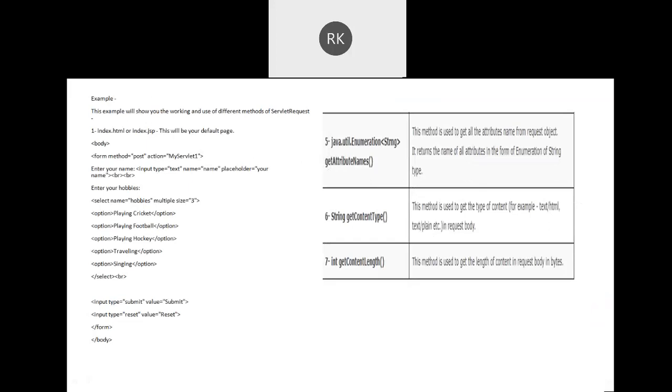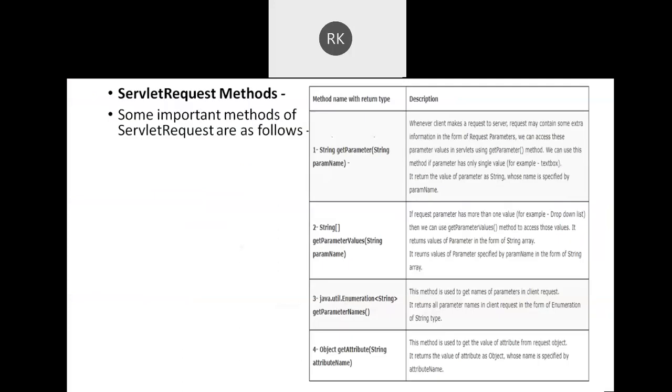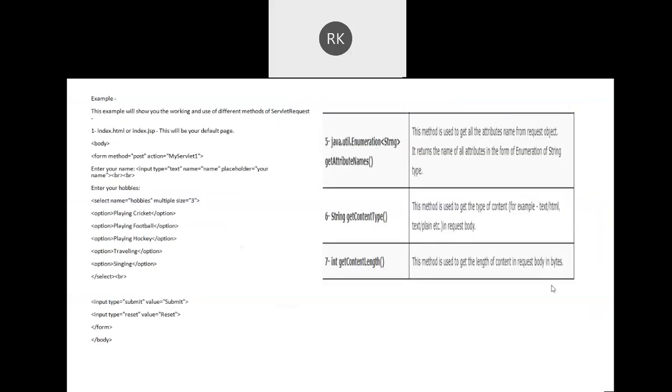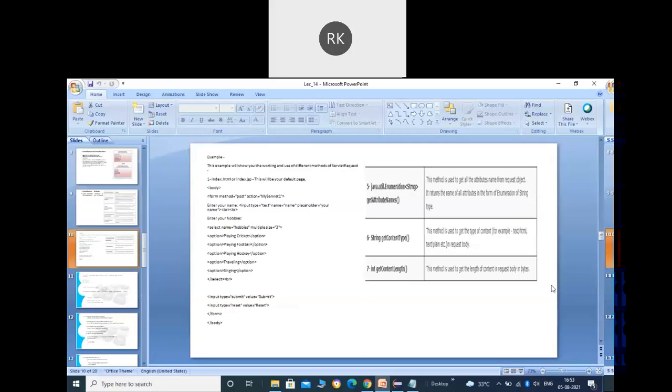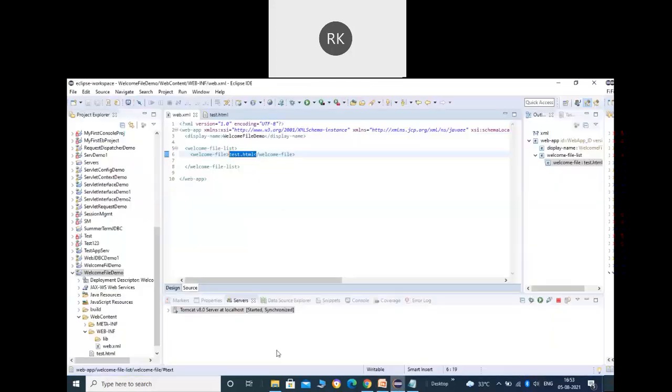So using getAttribute, we can get the value of an attribute. And let's suppose you want to get the names of all the attributes you have there. The method is getAttributeNames, and again it will return you an Enumeration of String type. getContentType: you want to check what type of content you are going to get. It will return whether you have plain text, PDF, or whatever you have. getContentLength is the method used to get the length of the content in the request body, and it returns the answer in the form of bytes.